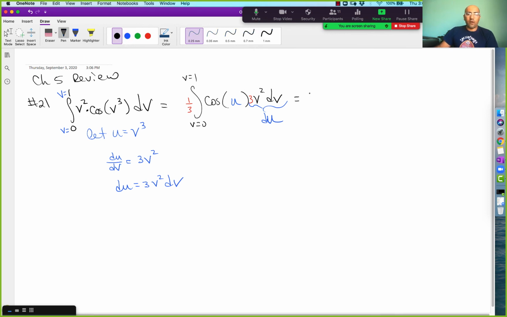So I can simplify all of this, saying it's 1/3 integral as v goes from 0 to 1 of cosine of v, I'm sorry, cosine of u, cosine of u du. Good. Questions?